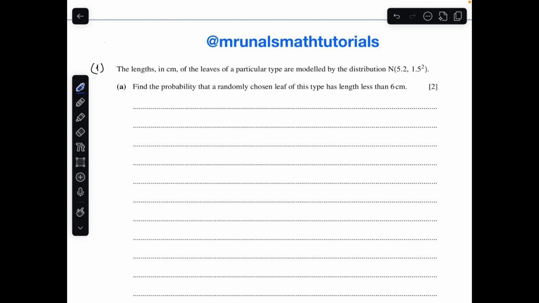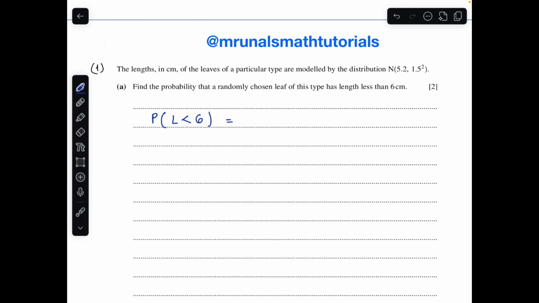Question number 1. The lengths in centimeters of leaves of a particular type are modeled by the distribution N(5.2, 1.5 squared). That means the mean is 5.2 and the variance is 1.5 squared. Find the probability that a randomly chosen leaf of this type has a length which is less than 6 centimeters. So we need to find the probability that the length of the leaf is less than 6 centimeters.